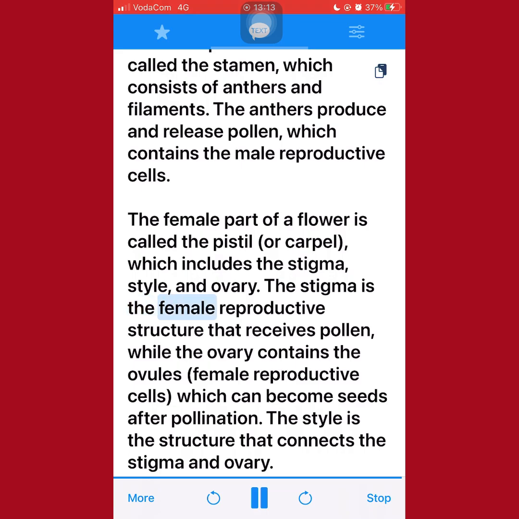The stigma is the female reproductive structure that receives pollen, while the ovary contains the ovules, female reproductive cells, which can become seeds after pollination. The style is the structure that connects the stigma and ovary.